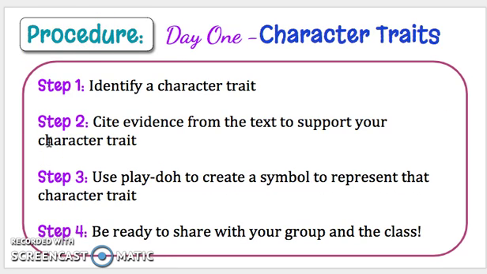So I said these are the things that we're going to be doing in this order. We're going to identify character traits, cite evidence from the text, use Play-Doh to create a symbol that represents that character trait, and then unfortunately you won't be able to share with our group in class, but you can still show me later on during pride time what you came up with. Okay? And at any time, if you need to refer back to this slide to see the steps, you are more than welcome to rewind and pause the video.